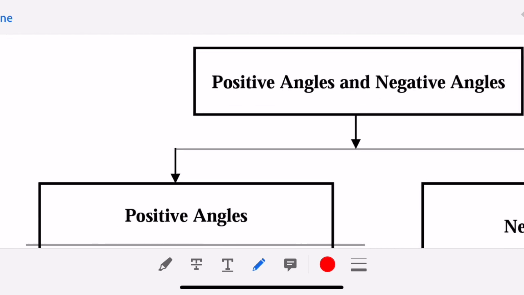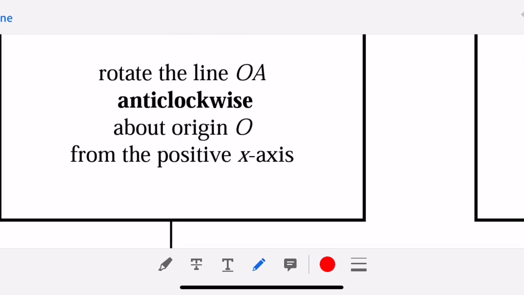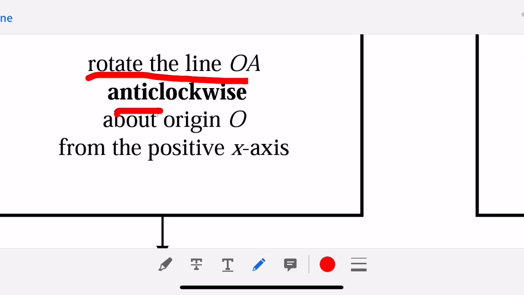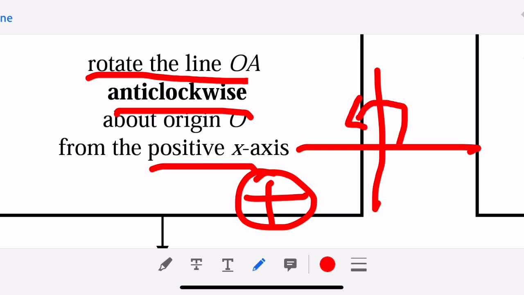For a positive angle, when we measure the angle, we always use a rotating line OA. If it goes anti-clockwise, against the clock, then it will be a positive angle. So if you have an angle like this, you measure upward, against the clock, so it will be a positive angle.